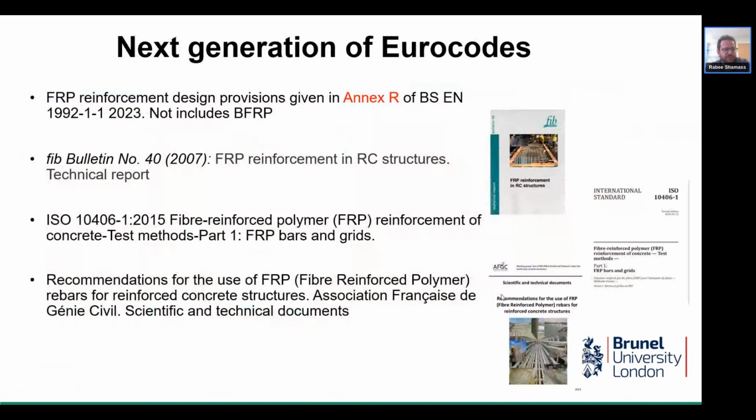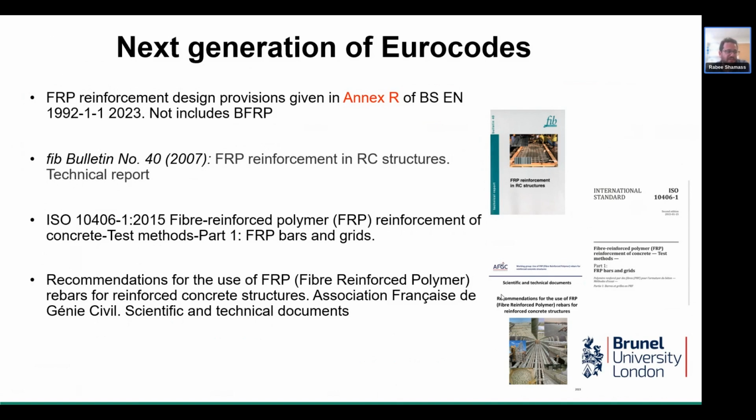Now, for the next generation of Eurocode, FRB reinforcement design provision is given in Annex R of Eurocode, which is BS EN 1992. However, it doesn't include anything about BFRB. Now, the fib Bulletin 40/2007, FRP reinforcement in reinforced concrete structures, is a technical report. That fib report focuses on the use of FRB bars as internal reinforcement for concrete structures, highlighting their physical, mechanical, and durability properties.